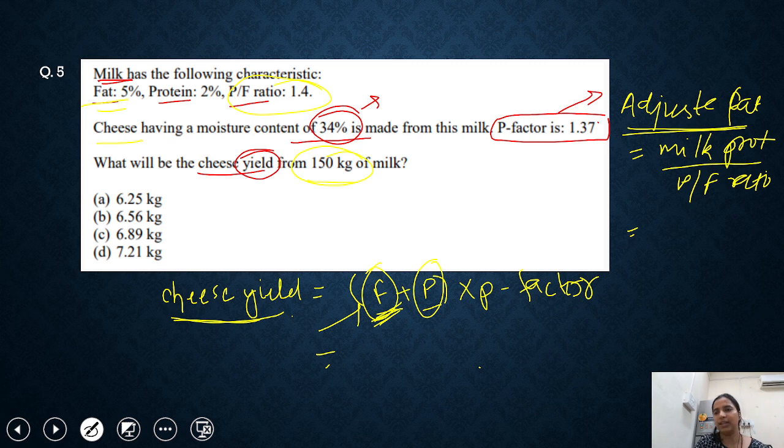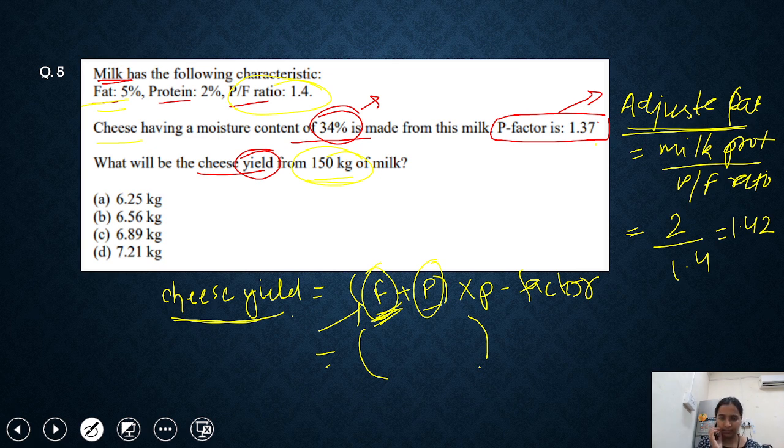Okay, so we will find this value of f from here, and this p is given as 2%, and this p factor is also given as 1.37, and the total amount they are asking for is 150. So let's first find this adjusted fat. They have given milk protein as 2% and p by f ratio is 1.4. So when you solve this, it will come around 1.42.